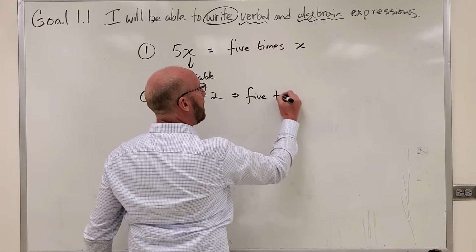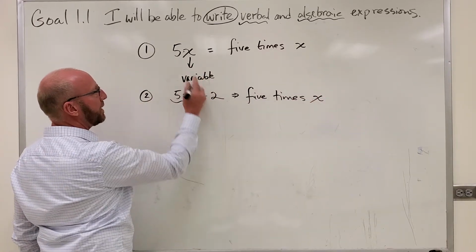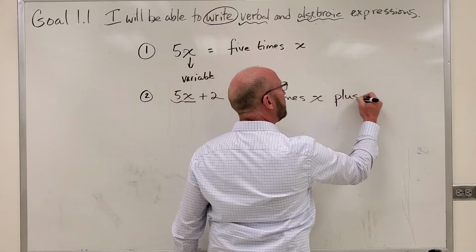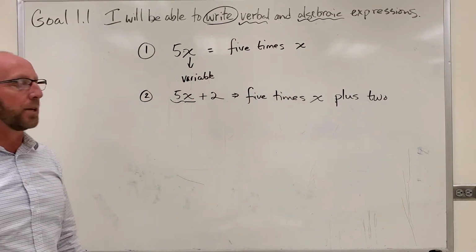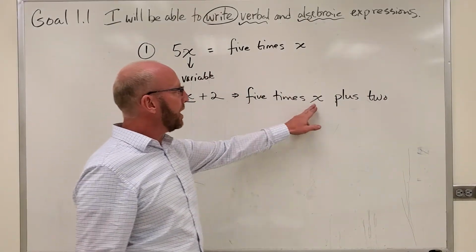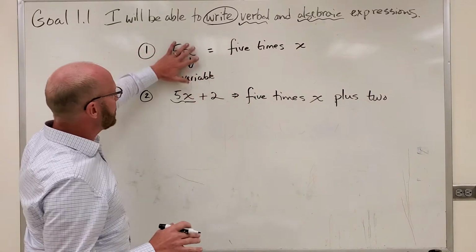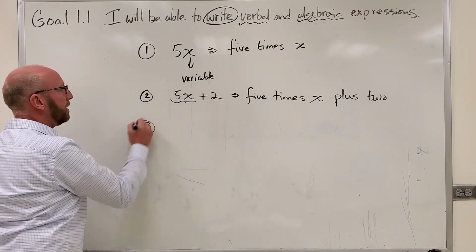5 times x. So you have to write that down, 5 times x, like our first example. And then I'm going to do plus 2, where plus represents the plus sign. I'm going to use the English word plus. 5 times x plus 2. So I'm basically taking an algebraic expression and I'm writing it in English. Let's try another one. Number 3.